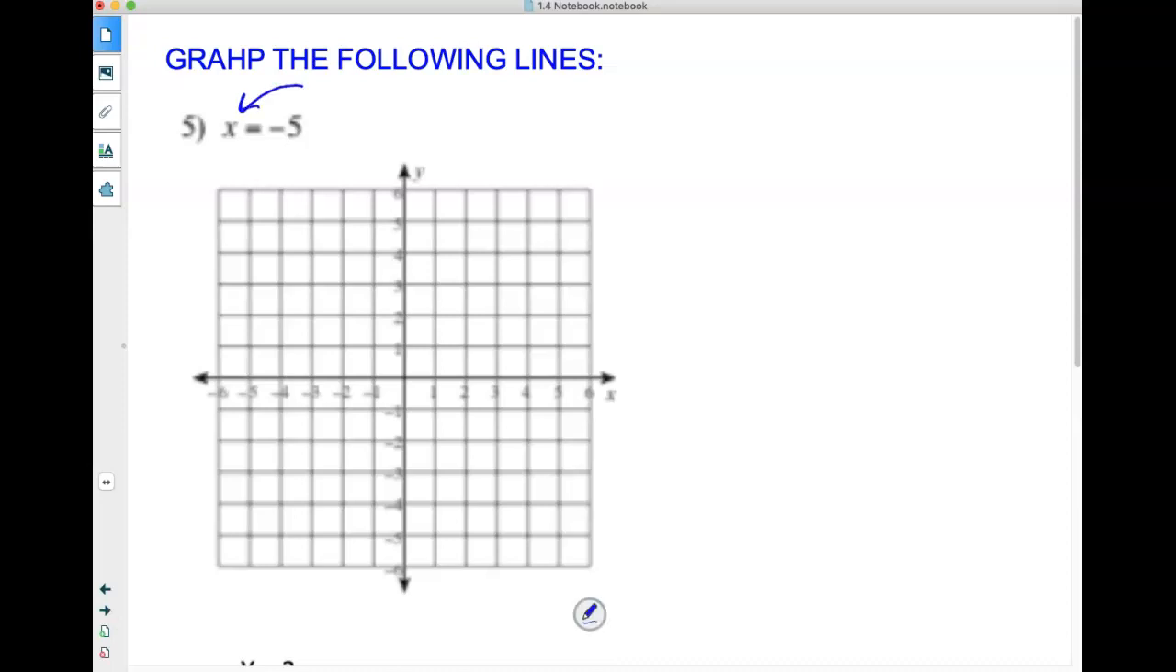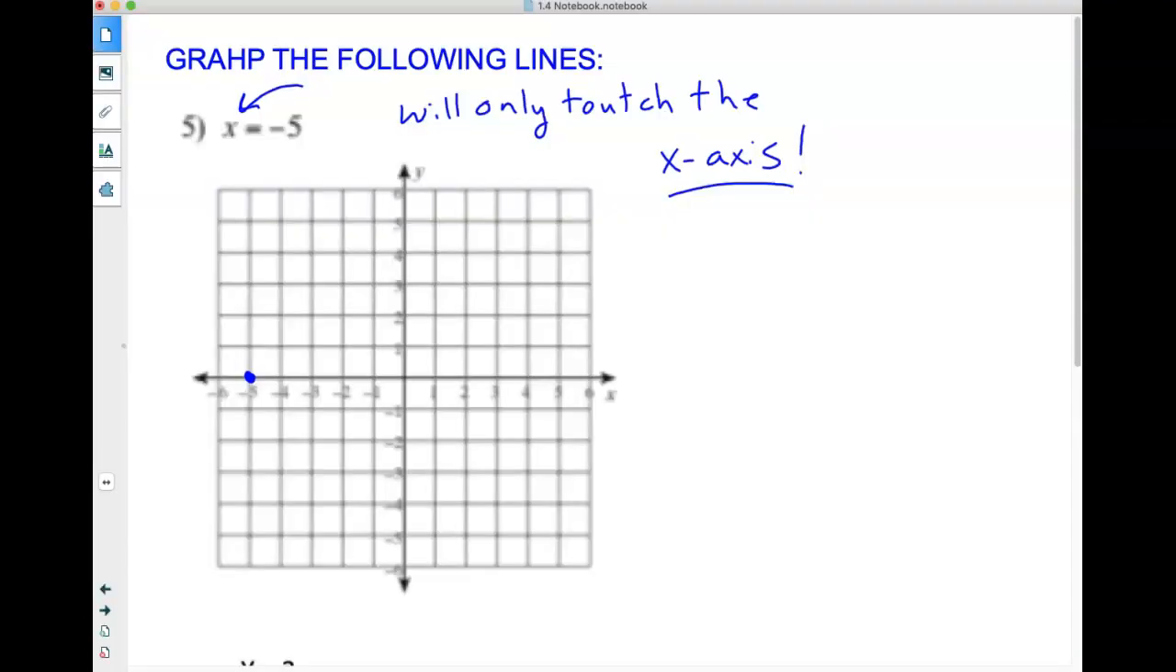Only an x. It will only touch the x-axis because there's only an x in it. Guess where it's going to hit the x-axis? You guessed it, -5.